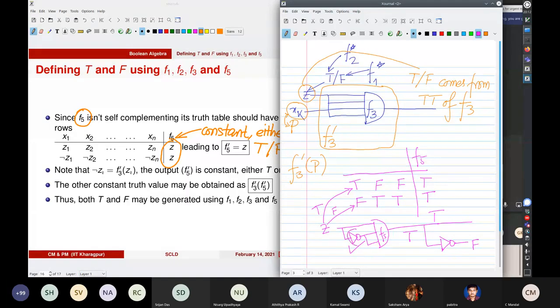For this, you know that you have already used F1, F2, and F3. So this whole thing, when encapsulated, is your F5 dash. You're constructing T and F using this F5 dash. So you understand how to construct T and F using these gates. Is that okay? Yes, sir. All right.